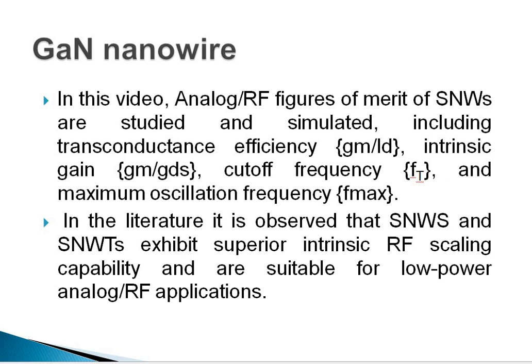In this video, analog RF figures of merit of silicon nanowires are studied and simulated, including transconductance efficiency, GM by ID, where GM is the transconductance and ID is the drain current; intrinsic gain, GM divided by GDS, where GDS is the output conductance; cutoff frequency FT and the maximum oscillation frequency Fmax. In the literature, it is observed that silicon nanowires and silicon nanowire tubes exhibit superior intrinsic RF scaling capability and are suitable for low power analog RF applications.